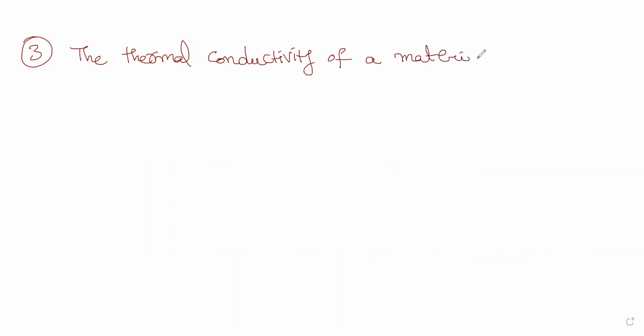The thermal conductivity of a material in CGS system is 0.4.